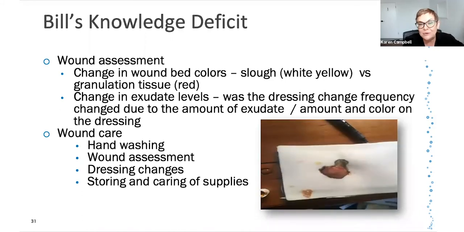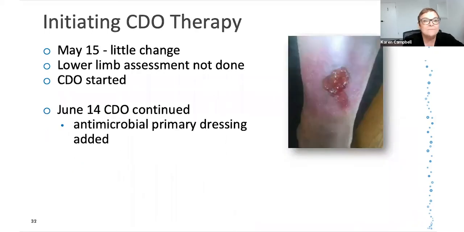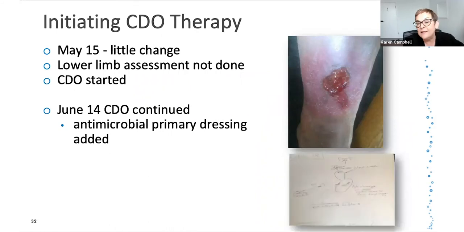He was sending pictures. You can see the pictures that he would send to his wound clinician. And you can see that May 15th, after doing all of these interventions, there was little change, and CDO was started. And CDO therapy a month later was continued, but an antimicrobial primary dressing was added to help with his wound healing. And he would actually draw pictures and send notes to his clinician to describe what was going on in the wound. And we show you this as an example for how your patients could participate even if you had to see them and assess them virtually.